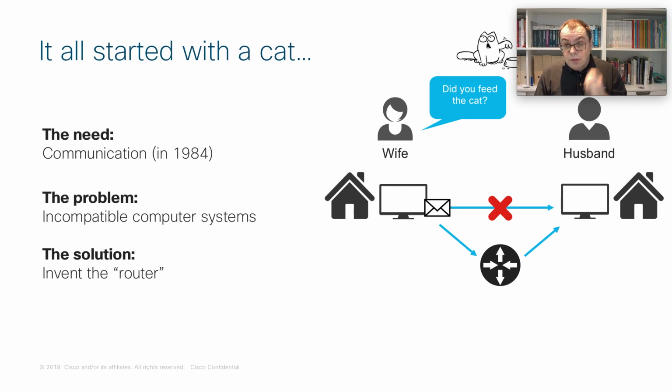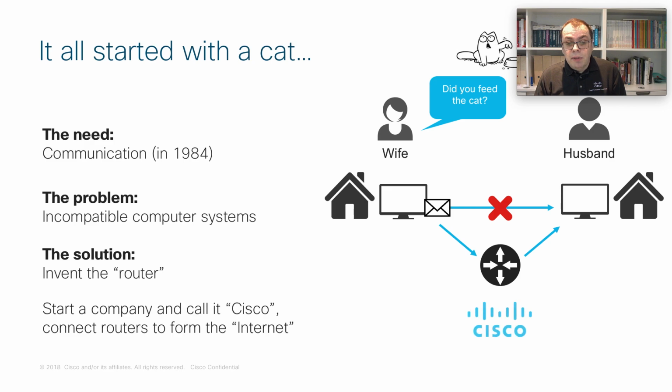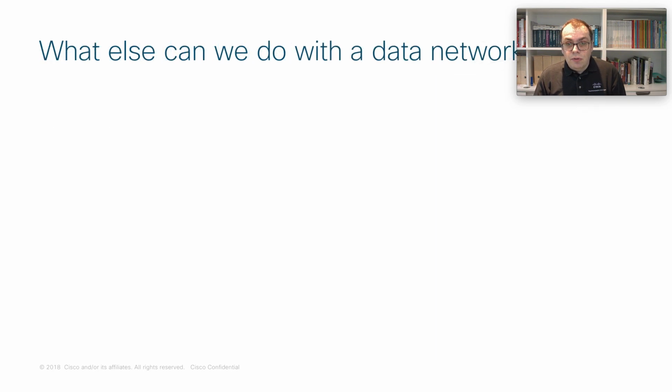But it actually didn't stop there, because that individual created a company to commercialize that idea, and that company started as Cisco. So that's the story behind this. On top of the router, he created an end-to-end network, which we called the data network.